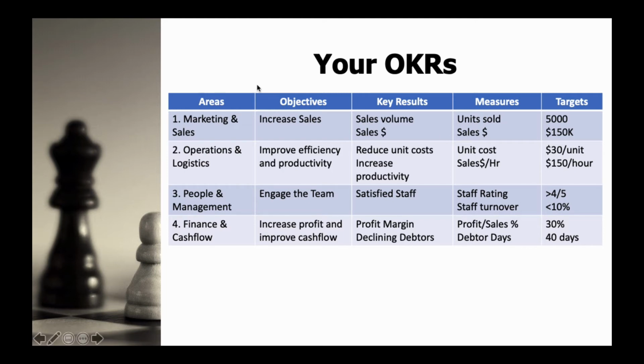For each area, you write at least one objective. It's best if you just stick to one. So our primary objective, this is big picture, and we want to be thinking 3 to 5 years out. Our objective in marketing and sales is that we want to increase sales.